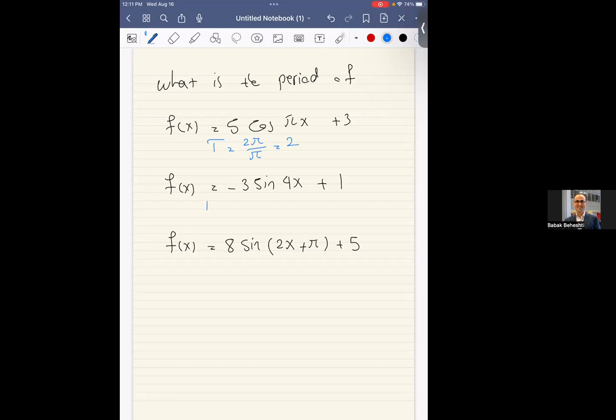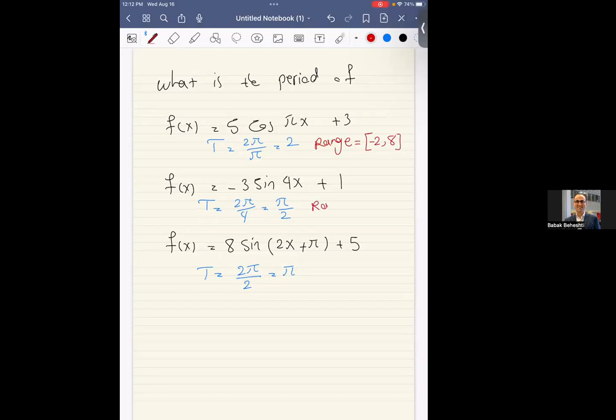How about the second one? It is 2 pi over 4, which is pi over 2. Third one, 2 pi over 2, which is equal to pi. Now, can you tell me what is the range of each function? What is the range of the first one? The maximum would be 2, minimum -2. So the range is the interval from -2 to 2.